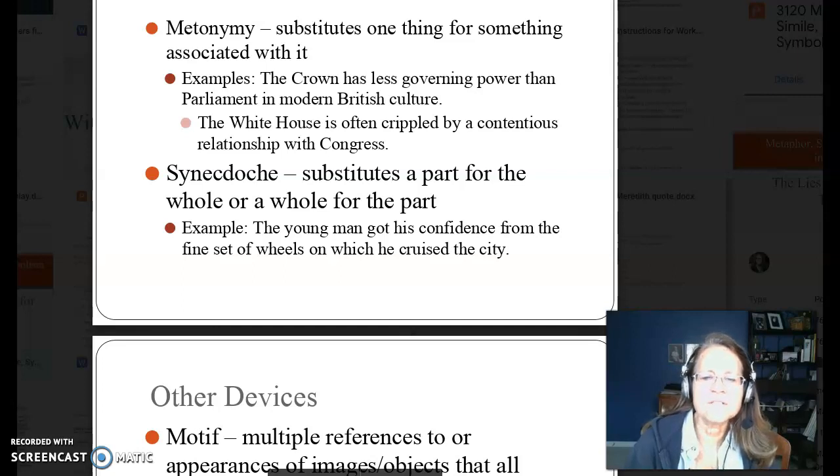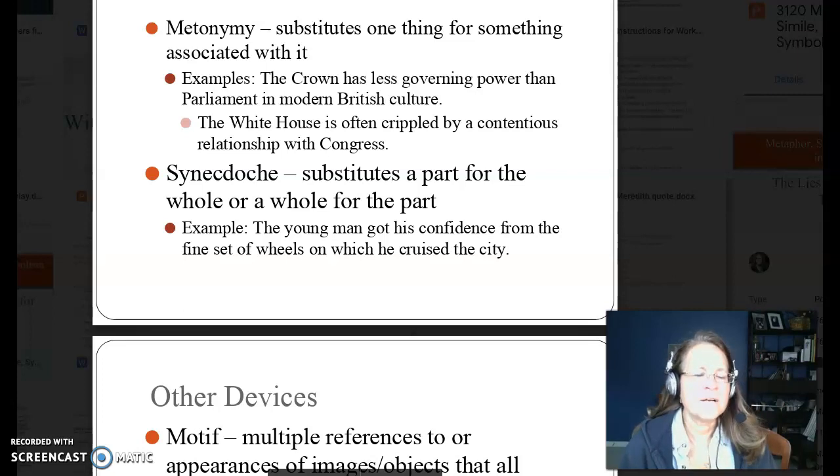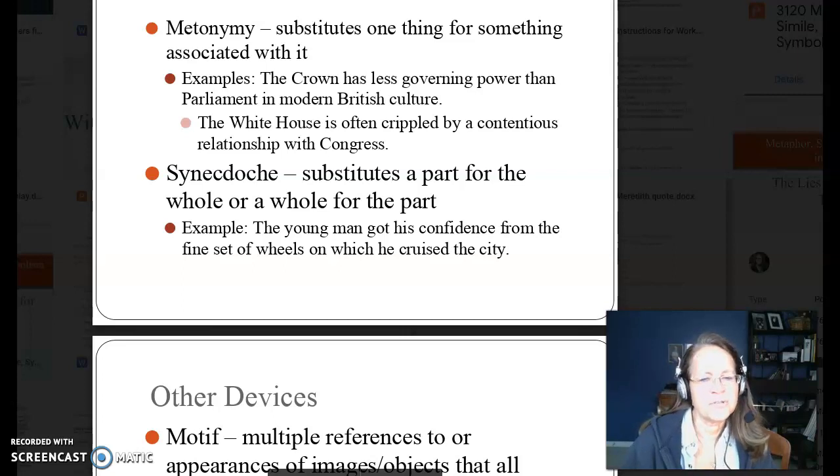Now, synecdoche substitutes a part of something for the whole, or in reverse, the whole for just one specific part. So an example is when we describe a really great car that a person has purchased or drives, we might refer to the car as wheels. Someone has a really fine set of wheels, or I like your wheels. When we say that, we're using synecdoche because the wheels are one part of the entire car, but when we say wheels, the reader or the listener understands that we're actually referencing the whole vehicle.